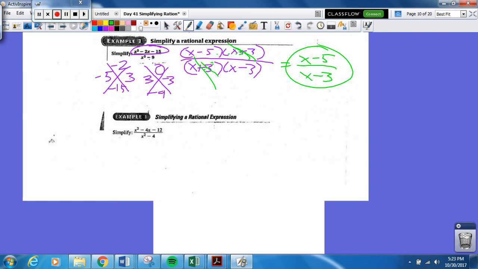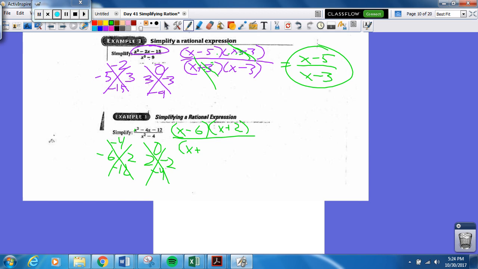So we good. Alright, let's try this one. What do you think we're going to do? Oh yeah, factor. Ready, set, go. See if you can beat me. Negative 4, negative 12, write this in your notebook. Negative 6 and 2, so x minus 6 times x plus 2 as my numerator. Let's try the denominator. 0 on the top, negative 4 on the bottom of the x, that's 2 and negative 2. So it's going to be x plus 2 times x minus 2.